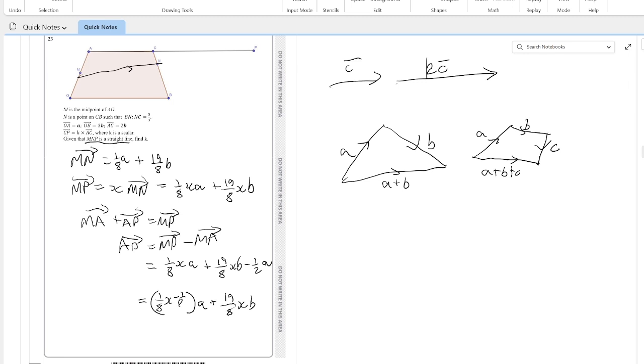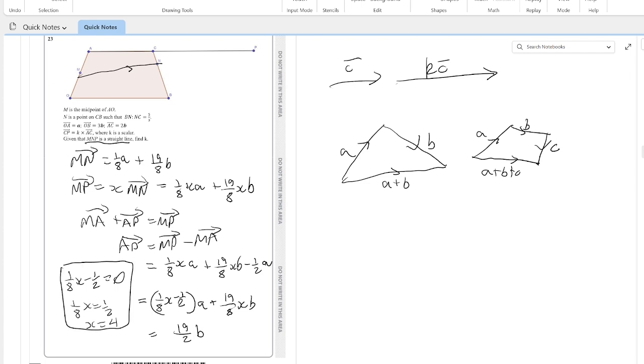And now this is the clever bit. We know that AP is a multiple of AC, and we know that AC is 2b. So AP should have no a coefficients, but it should just be a multiple of b. So we can deduce that x/8 minus a half is equal to 0. And so x/8 equals a half, x equals 4. And if we substitute this in here, this gives us 19 over 2 b.